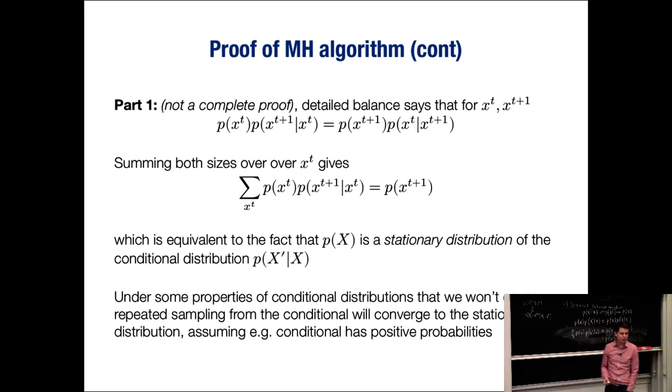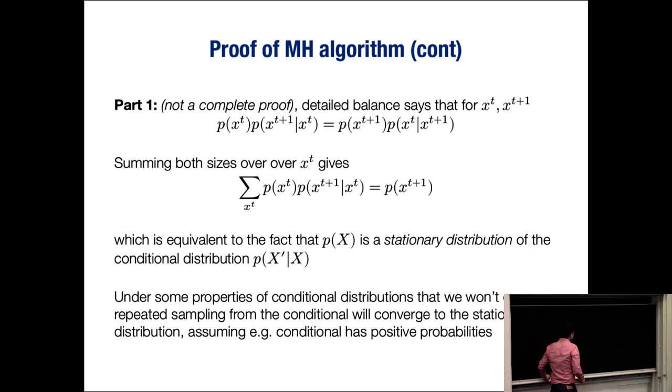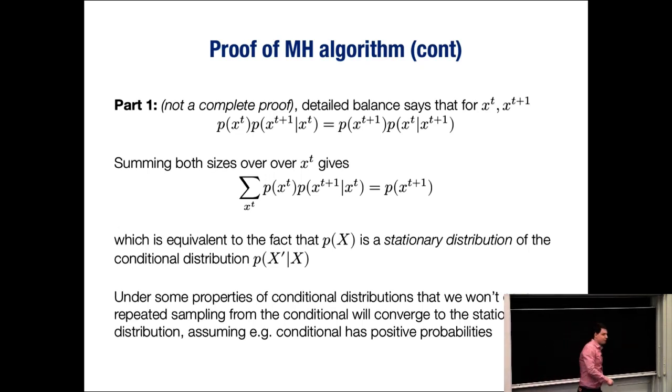Okay, so that's part 1. Let's talk about part 2 now. The remainder of the proof is just going to be about showing that the Metropolis-Hastings updates actually satisfy the detailed balance equation. And that's actually where I get the intuition about why you choose that weird term. So let's talk about this now.